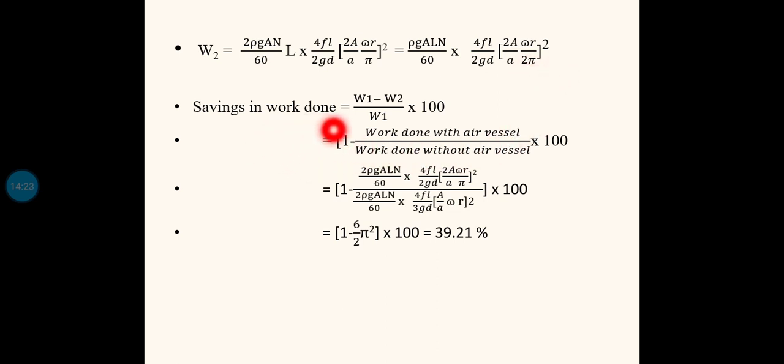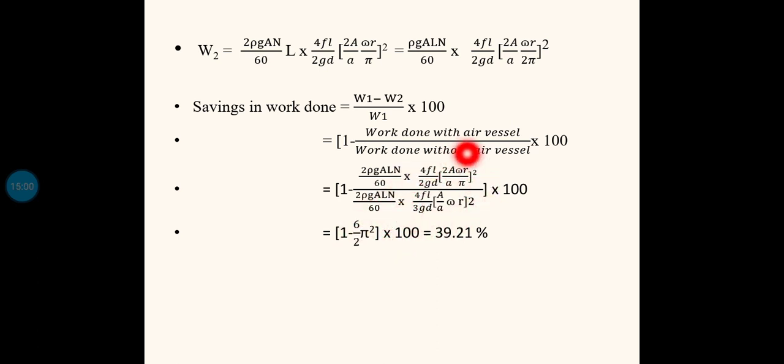Now savings is (W1 minus W2) by W1 into 100, that is equal to (1 minus W2 by W1) into 100. So substituting for W2 here and W1 here, you write it on paper and simplify it. You will get these terms vanishing directly. 2 rho g L n by 60 is here, here also 2 rho g L n by 60 will get cancelled. FL by GD, FL by GD, everything is here. 4 and 4 will get cancelled. Here it is 3 by 2. If 3 is going up, it will become 3 by 2. But here 2 is there, that will be coming outside. So finally it will become 1 minus 6 by 2 pi square.